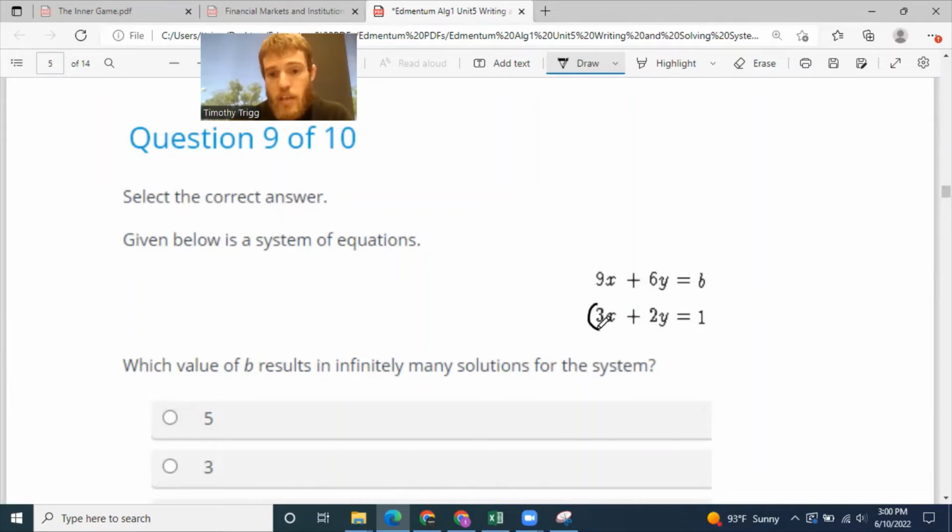Well, hopefully you can see that I can multiply this bottom equation by 3, and that'll make it look just like the top one, right? That'll make it look like 9x plus 6y equals 3. Notice this looks just like this one, doesn't it? 9x plus 6y equals B, so that means B must be 3.